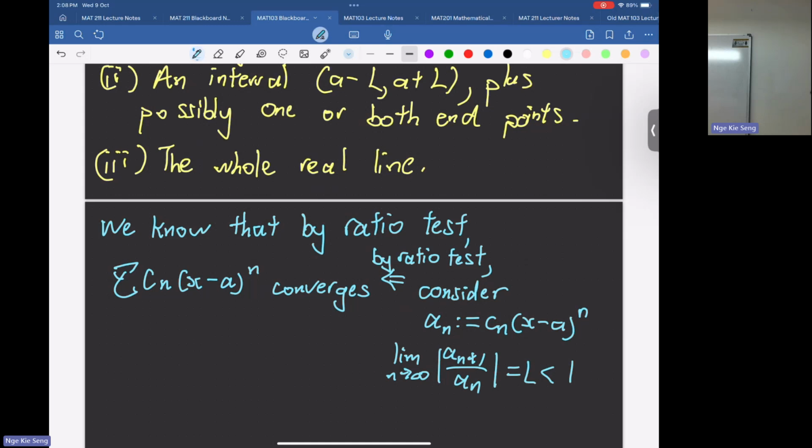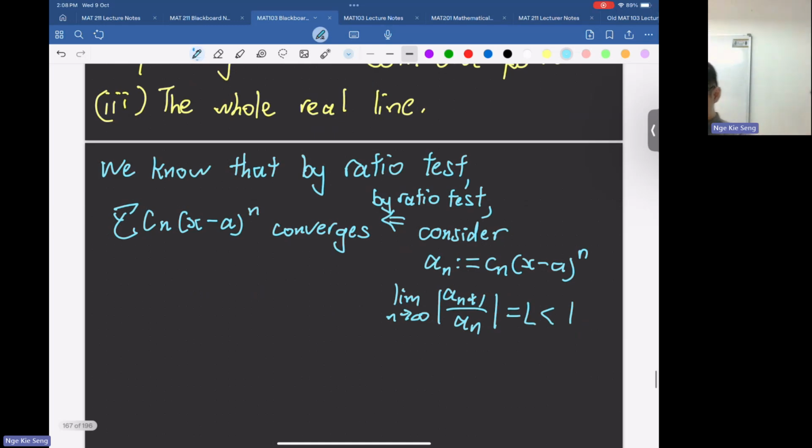Why don't we need to care about L less than 0? Because we care about positive numbers here only. Okay. So we want to make sure this limit here is less than 1. So what's the computation here? Let me write down what we have and what we don't have. We want to make sure that this is less than 1.